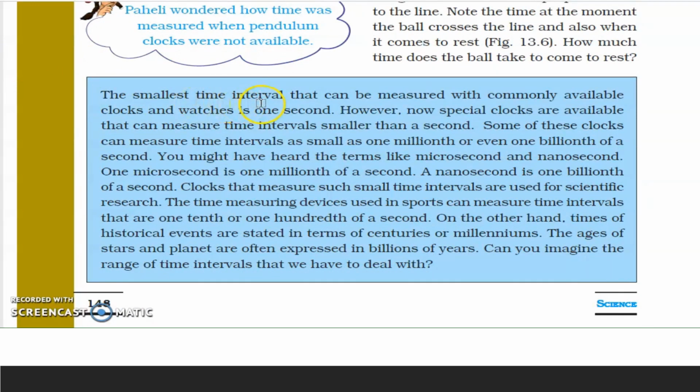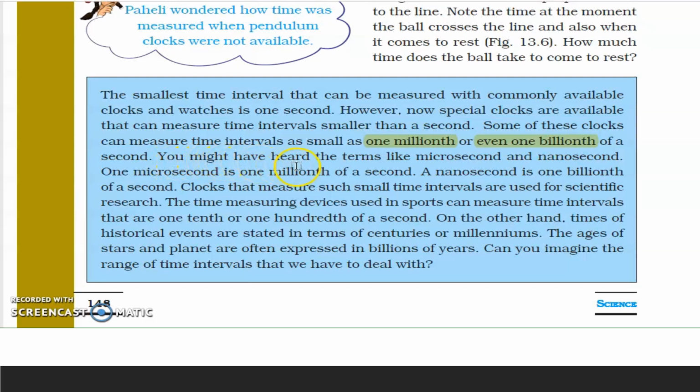The smallest time interval that can be measured with commonly available clocks and watches is 1 second. However, now special clocks are available that can measure time in intervals smaller than a second. Some of these clocks can measure time intervals as small as 1 millionth or even 1 billionth of a second. So you can understand how small a fraction of a second we are able to measure quite accurately with the help of these improved and advanced clocks.